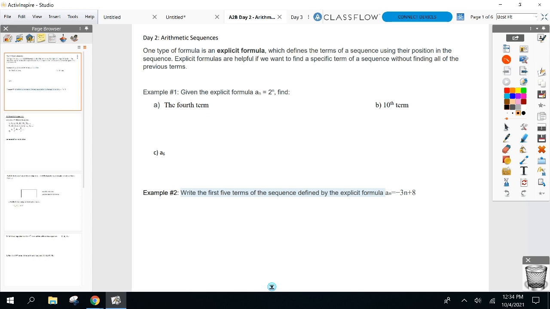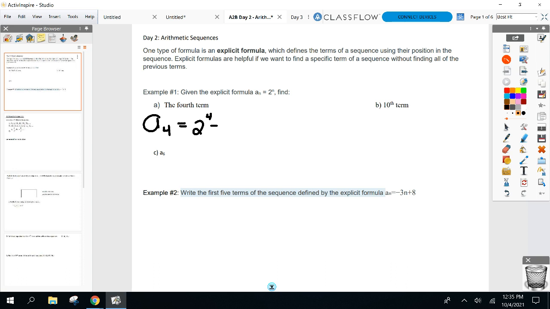Here's why. You want to find the fourth term? Plug in 4 for n. Done. You'll find the fourth term in that sequence right away. Ready? A sub 4. What did I just plug in for n? Everyone see it? I just plugged in 4, so it's 2 to the fourth. I don't need to know squat about the third term. Don't care. Explicit formula gets me to the term I want right away.